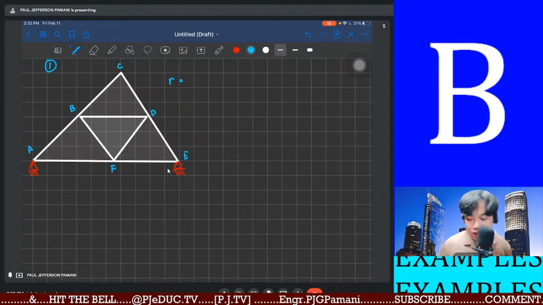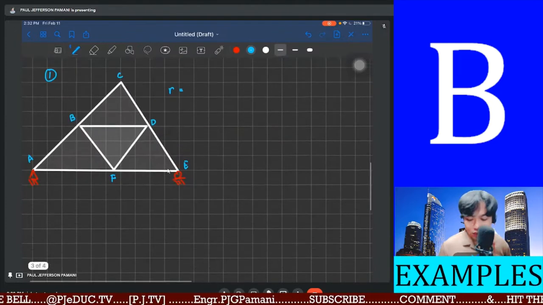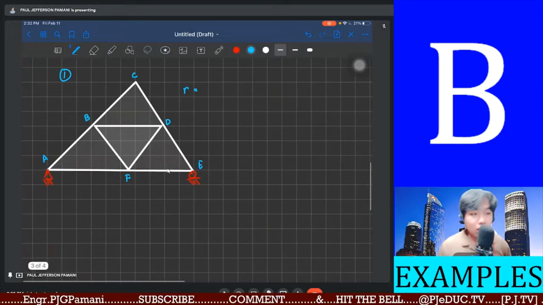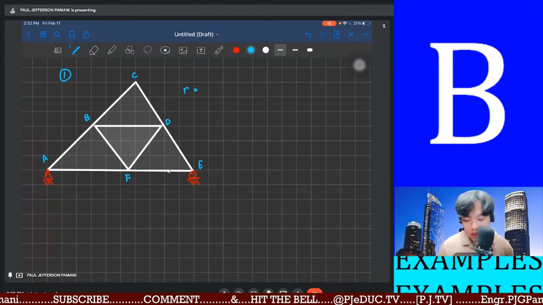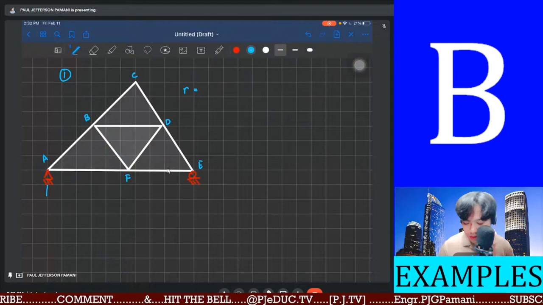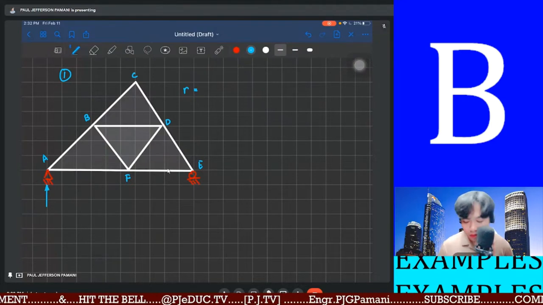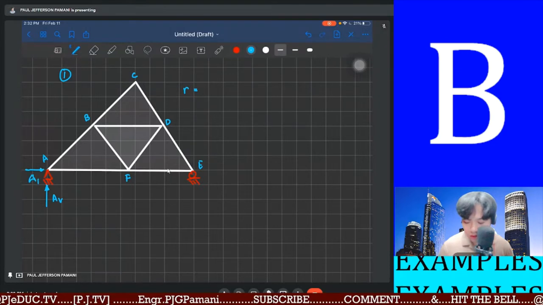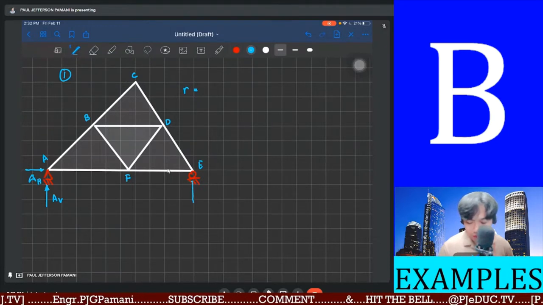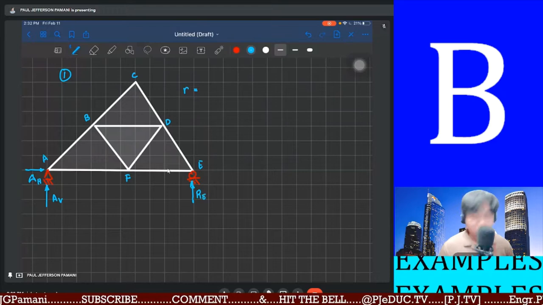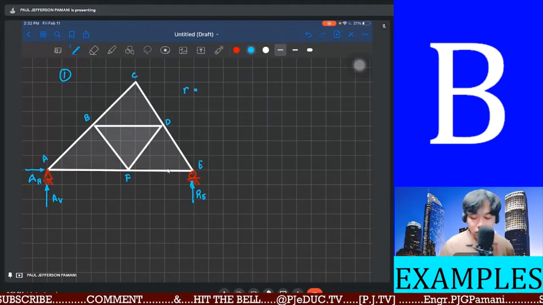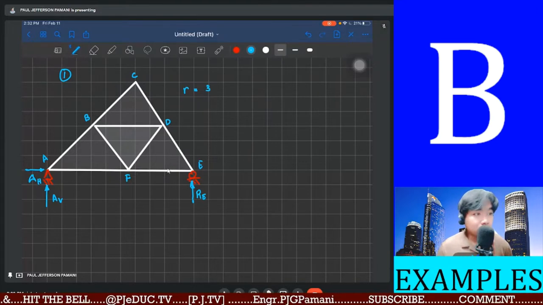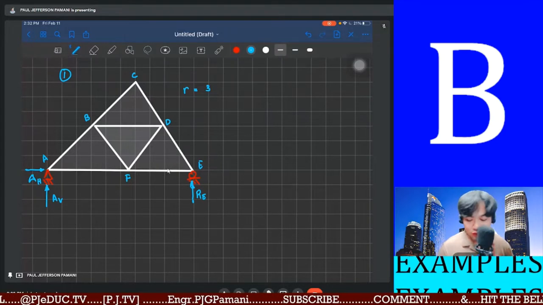Not yet. Dahil, ano yung mga supports na meron tayo? Meron tayong hinge sa joint A and meron din tayong roller sa joint E. So, what are those reactions? So, basically, if you have a hinge support, you have a horizontal vertical reactions, AH and AV. And only vertical for the roller support. That is, RE. So, how many reactions? There are 3 reactions. How about the number of members within the given truss?